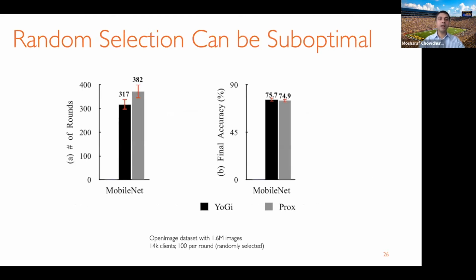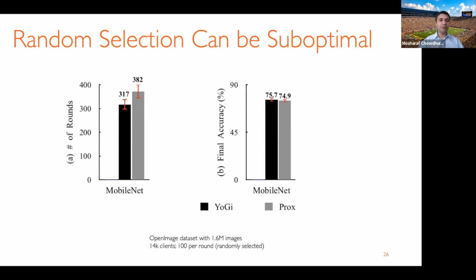So this slide gives a more concrete example. We trained the MobileNet model on the open image data set in a federated learning setting, and for two different optimizers, FedYogi and FedProx. And the figure on the left is showing how many rounds it took for them to get to the final accuracy of roughly around 75%, which is shown on the figure on the right.